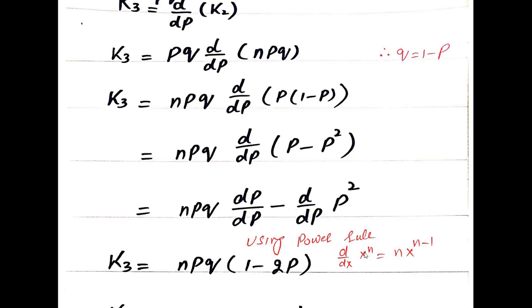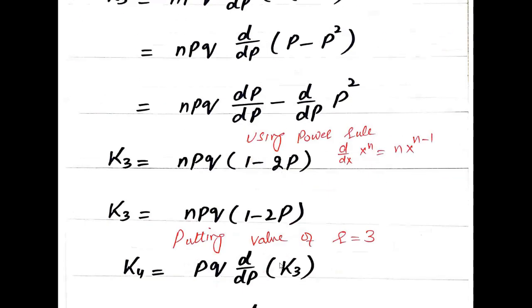Using the power rule, which is x to the power n, derivative n into x to the power n minus 1, we get npq d over dp, 1 minus 2p. So we have k3 equal to npq into 1 minus 2p.